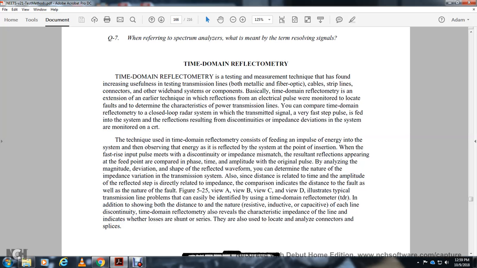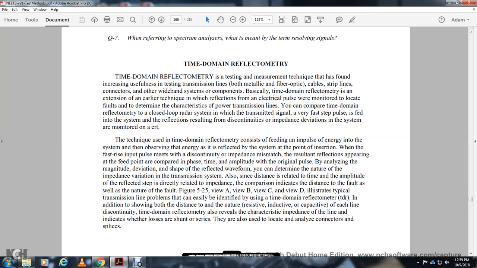This continues until the impedance mismatch causes reflections appearing at the feedback point, which are compared with the phase, time, and amplitude of the original pulse. By analyzing the magnitude and shape of the reflected wave, you can determine the nature of the impedance variation in the transmission line. The distance is related to time, and the amplitude of the reflected step is directly related to the impedance. The comparison indicates the distance of the fault as well as the nature of the fault.